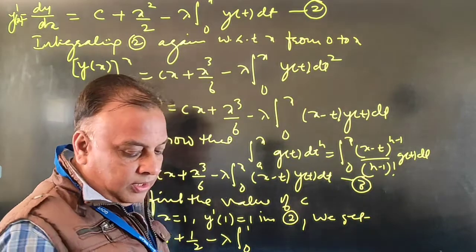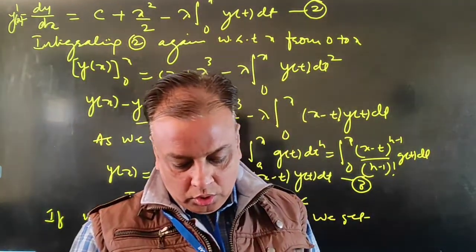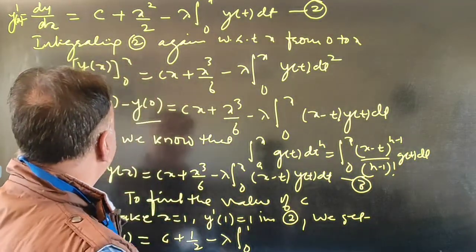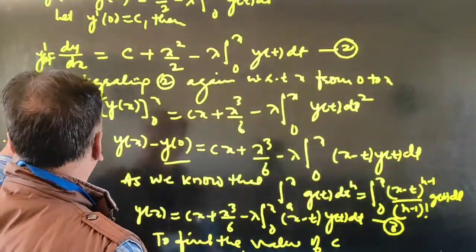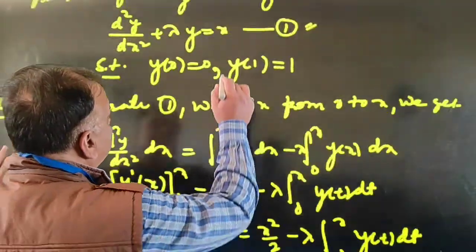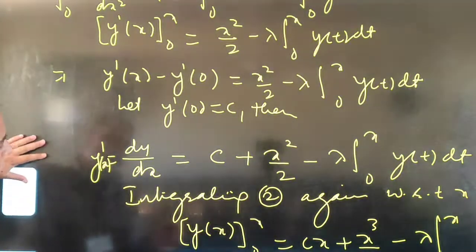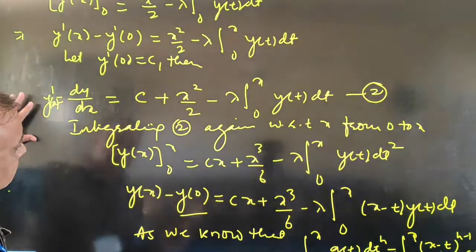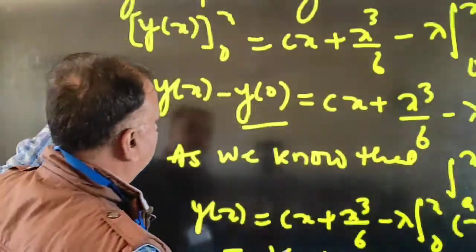It is given that y dash is equal to 1. So it is not y dash 1, rather it is y1 is equal to 1. The boundary conditions are given that y1 is equal to 1, not y dash 1. So we put the value x is equal to 1, not in equation number 2 but in equation number 3.